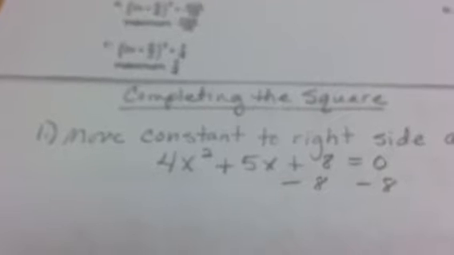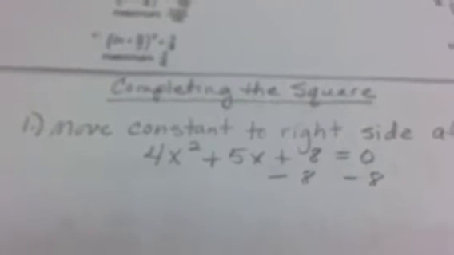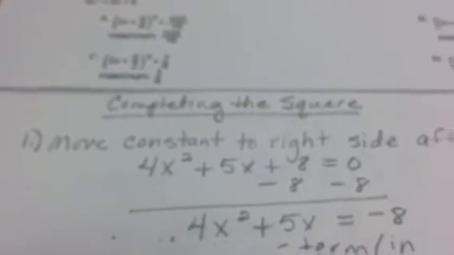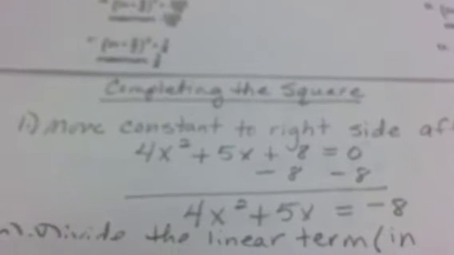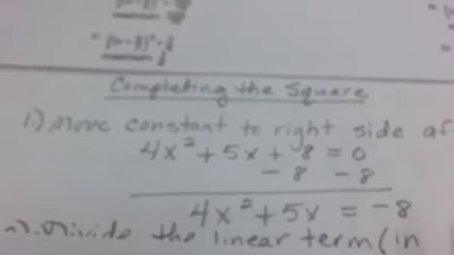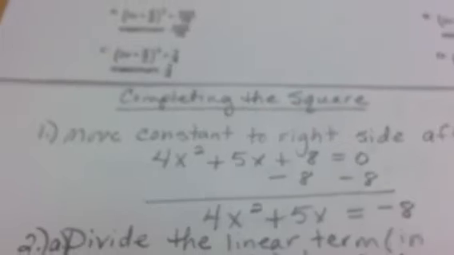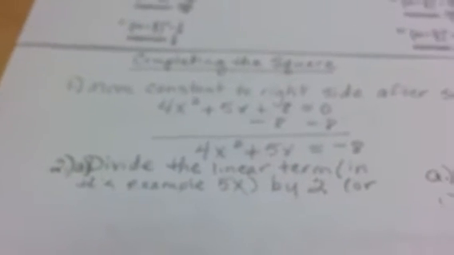Okay, the first step is that we're going to move the constant to the right side of the equation after we set the equation equal to 0. So it becomes 4x squared plus 5x plus 8 equals 0. We subtract 8 from both sides, so we're left with 4x squared plus 5x equals negative 8. Then we're going to do several steps in order to complete the square.